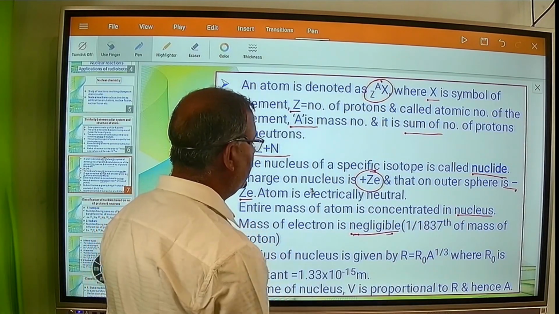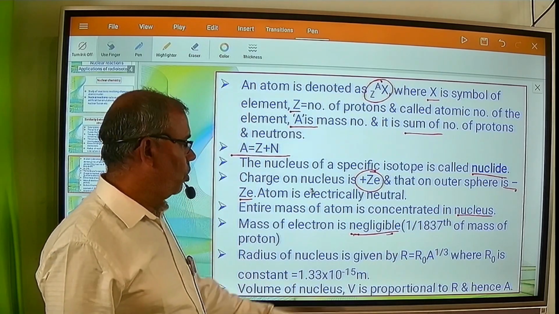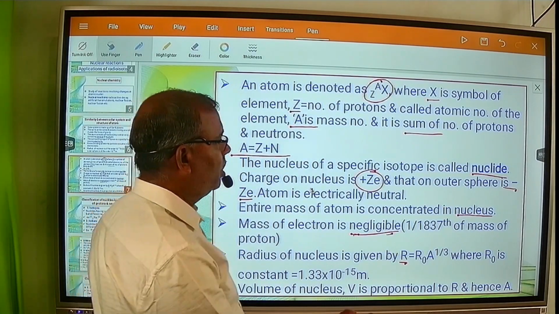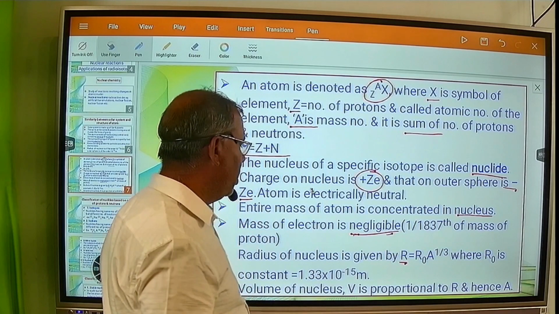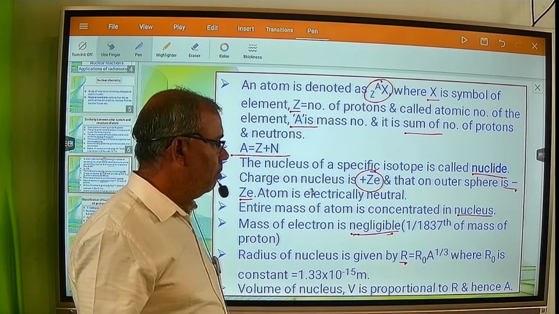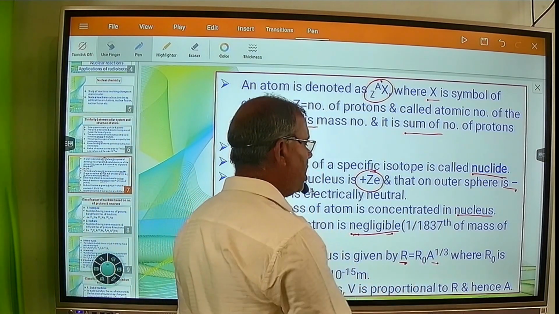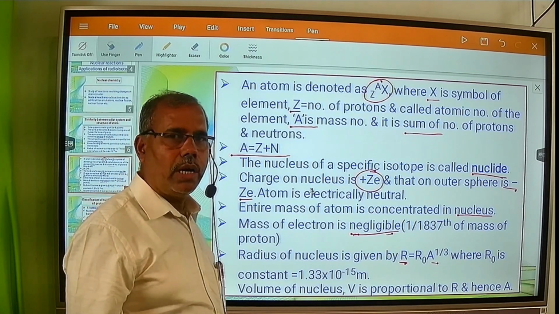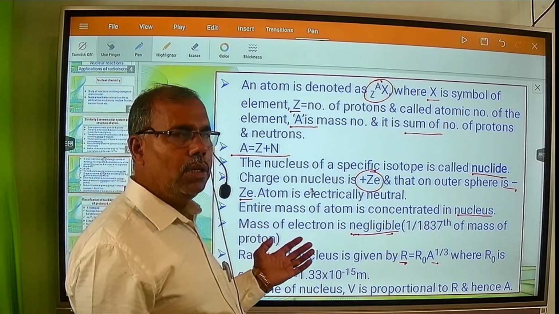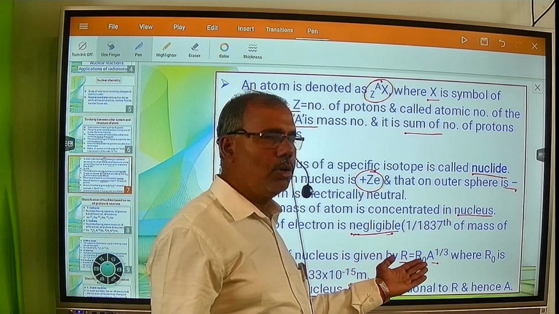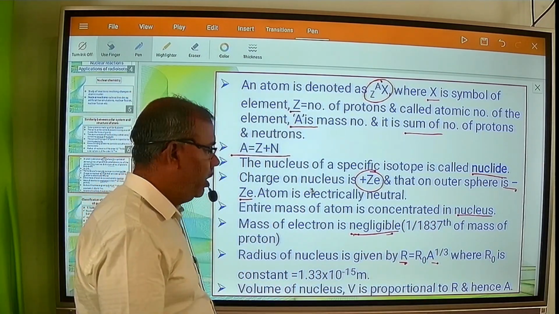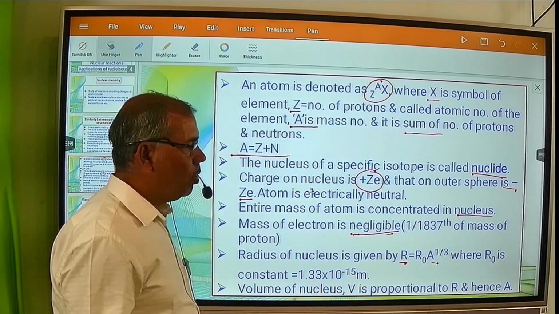Then the radius of the nucleus is given by r is equal to r0 into A raised to 1 upon 3, where r is the radius of the nucleus and r0 is a constant, equal to 1.33 into 10 raised to minus 15 meter. A is the mass number of that atom, raised to 1 upon 3. So r, the radius of the nucleus of a particular atom, is equal to r0 into A raised to 1 upon 3. And the volume of the nucleus V is proportional to r and hence A.